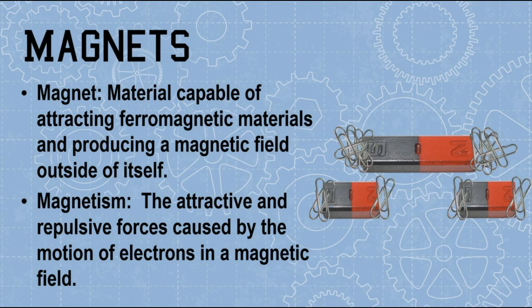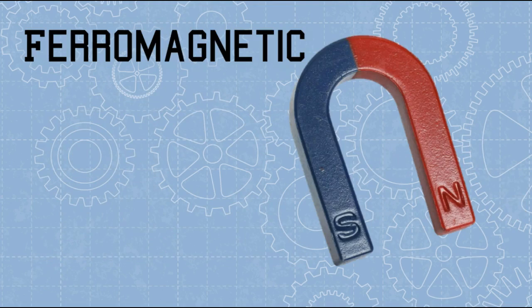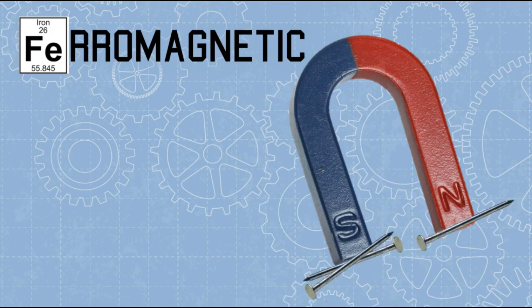You've observed the basics of magnets, but now let's break down a couple of these concepts in greater detail. Magnets can attract ferromagnetic material. The word ferromagnetic starts with an Fe, and iron is represented with an Fe on the periodic table of elements. This makes it easy to remember that ferromagnetic materials are materials made from iron, nickel, or cobalt.